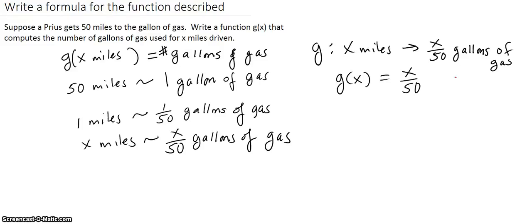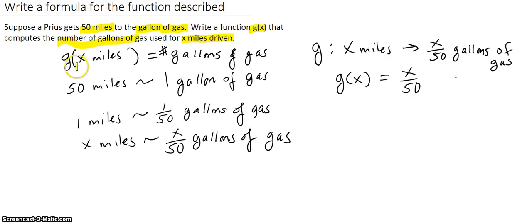Write a formula for the function described. Suppose a Prius gets 50 miles to the gallon of gas. Write a function g of x that computes the number of gallons of gas used for x miles driven.